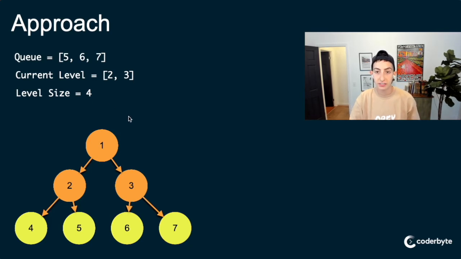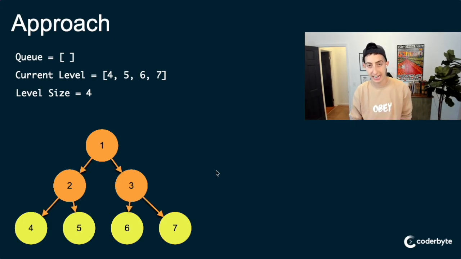And of course, none of those actually have children. So we will just shift from the queue and start adding to our new current level array. So we have 4, then we have 5, then we have 6, and finally we have 7. And we push that current level into the result array, and we have our level 3 represented.